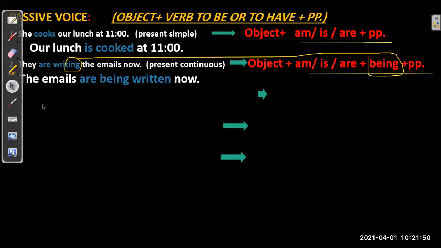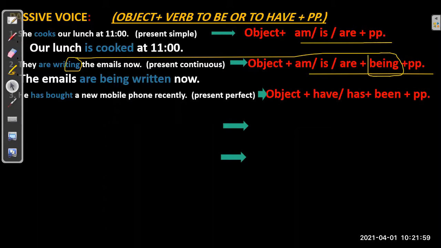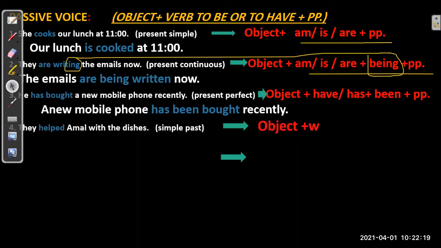Number 3, Muhammad, read it. He has bought a new mobile phone recently. A new mobile phone have been bought. Okay, has been bought. Have been or has been? Mobile phone, singular, so has been bought recently. Okay, now number 4. This is present perfect. Now number 4. They helped Amal with the dishes.